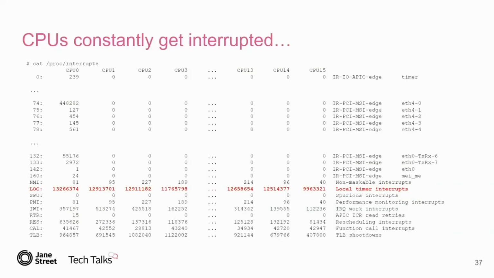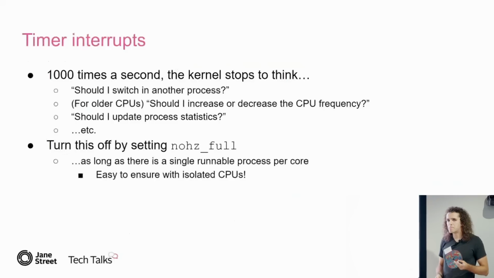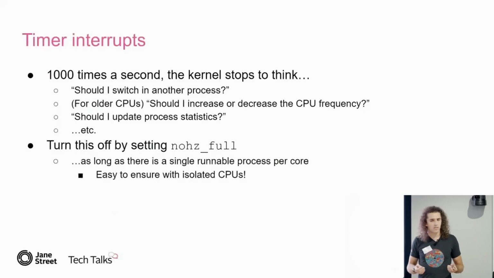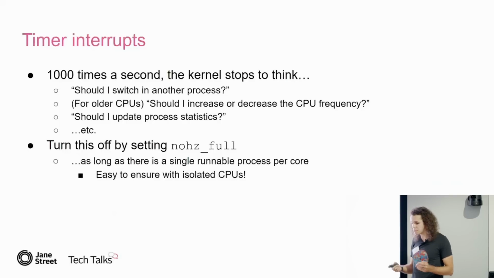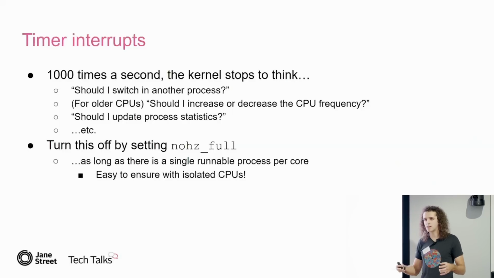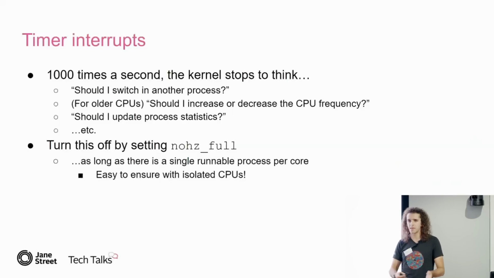You can see that by far, the local timer interrupts make up the most interrupts this system is receiving. Small fraction compared to what we are seeing for the network activity. Turns out that about 1,000 times a second, the kernel stops to think, this process sure has been running for a long time. Should I switch it out for something else so something else can make forward progress?